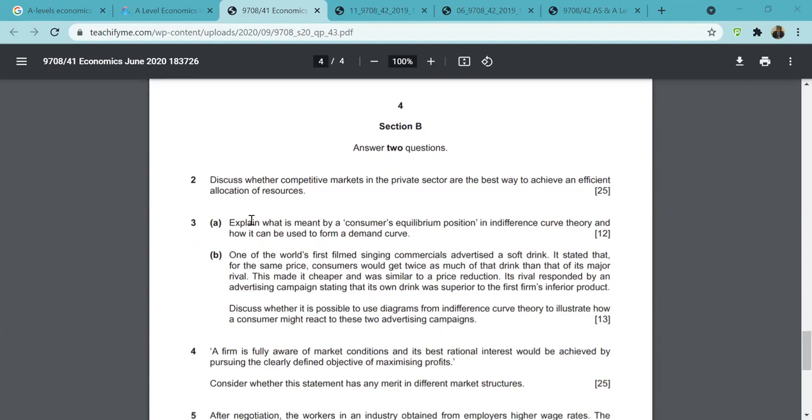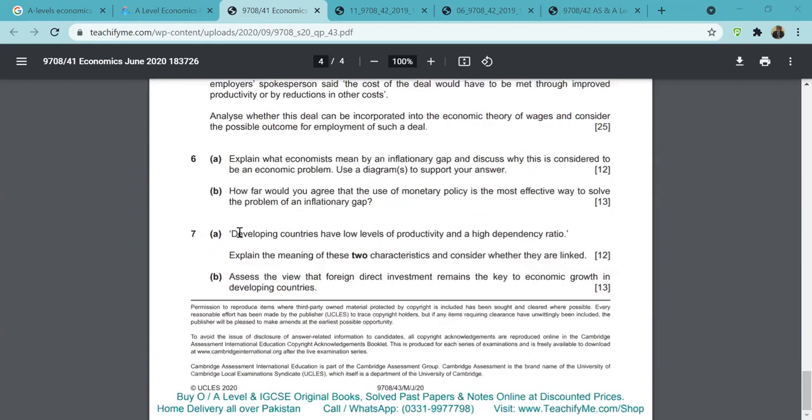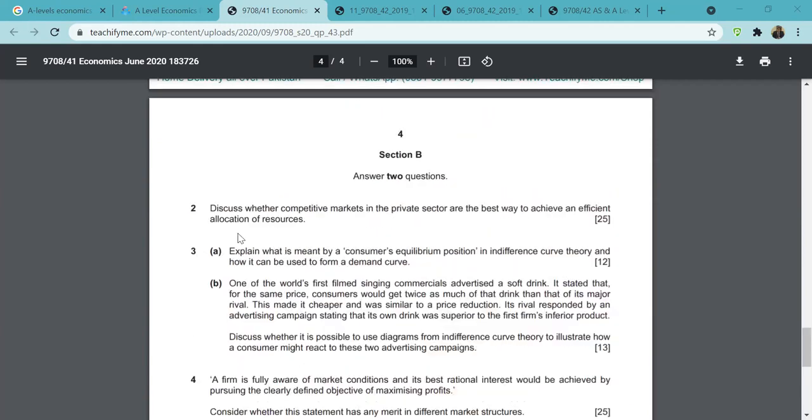Okay, so these are the 6 essay questions. Every year you get 6 essay questions, and out of those you have to do 2. So the first question says: discuss whether competitive markets in the private sector are the best way to achieve an efficient allocation of resources. So that's the first question.